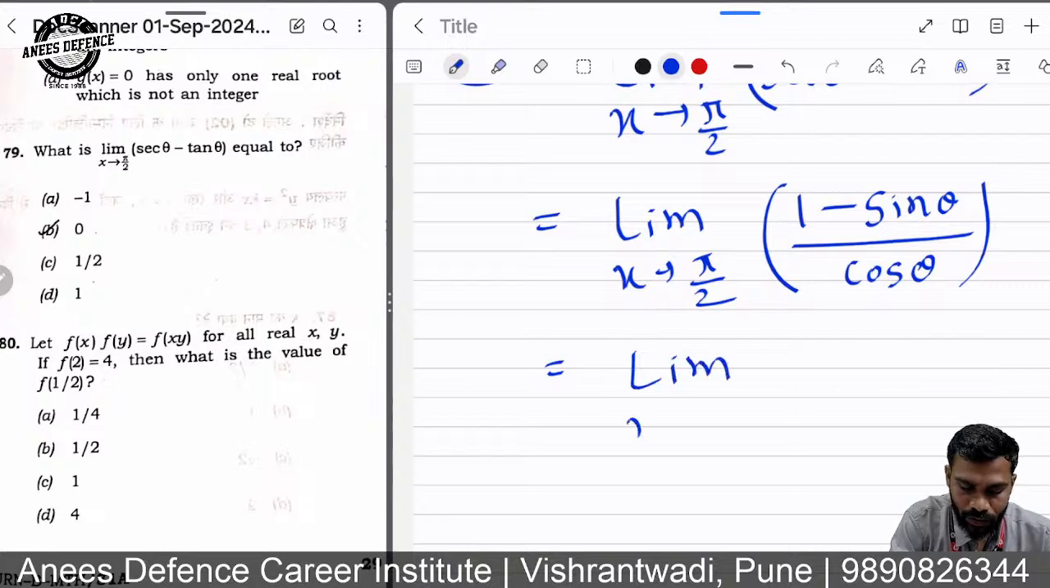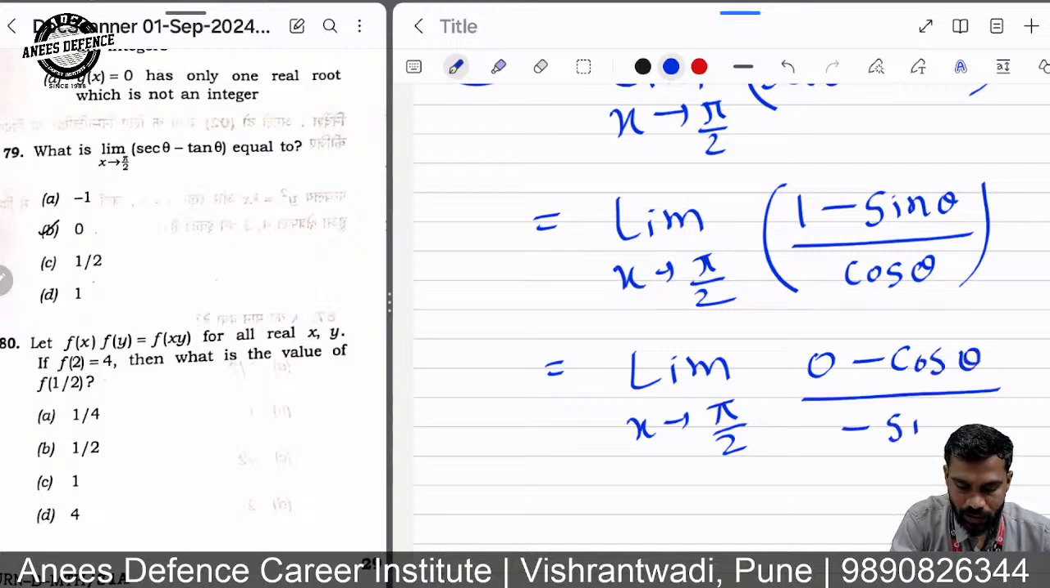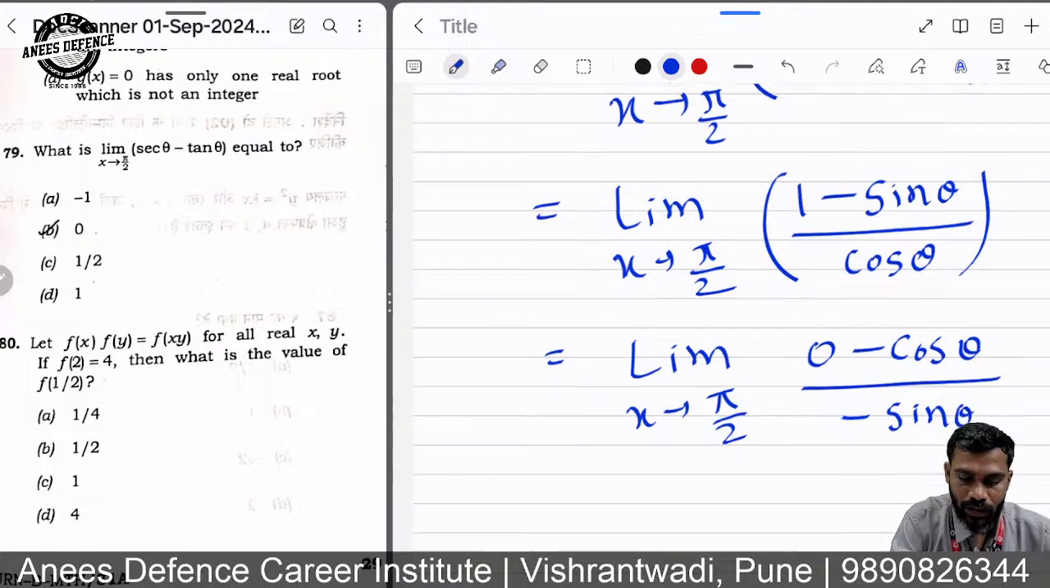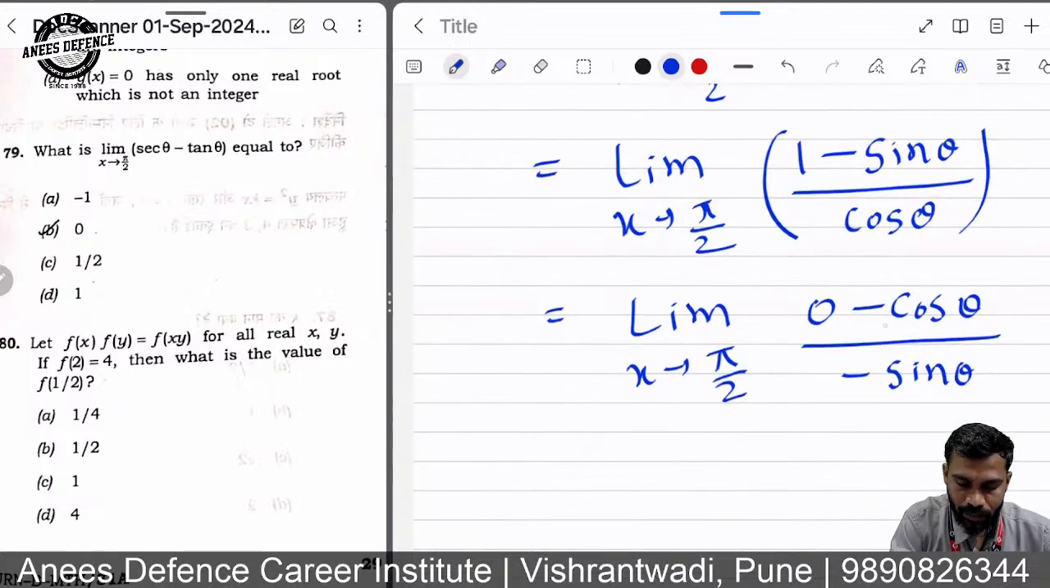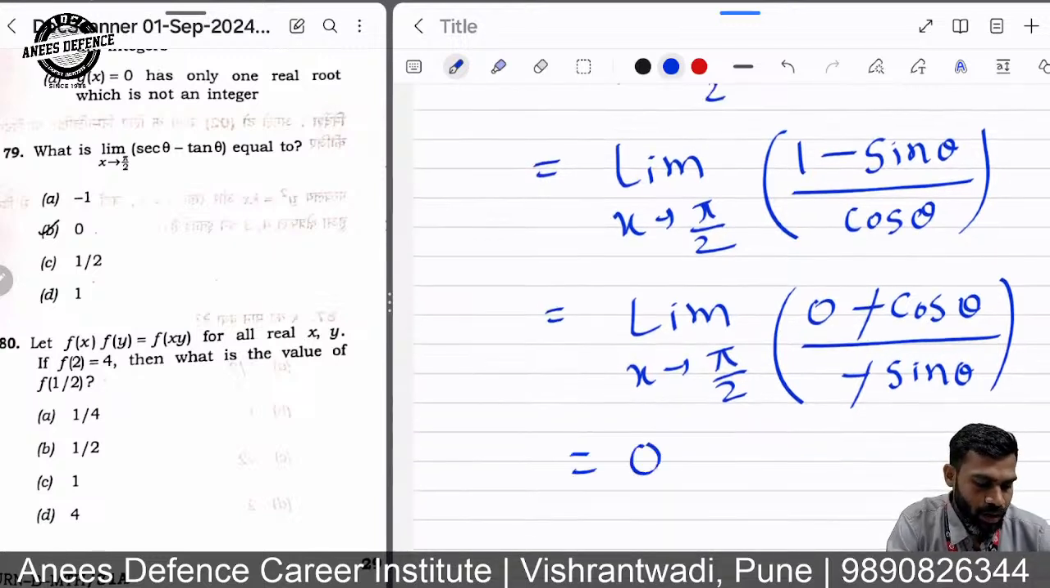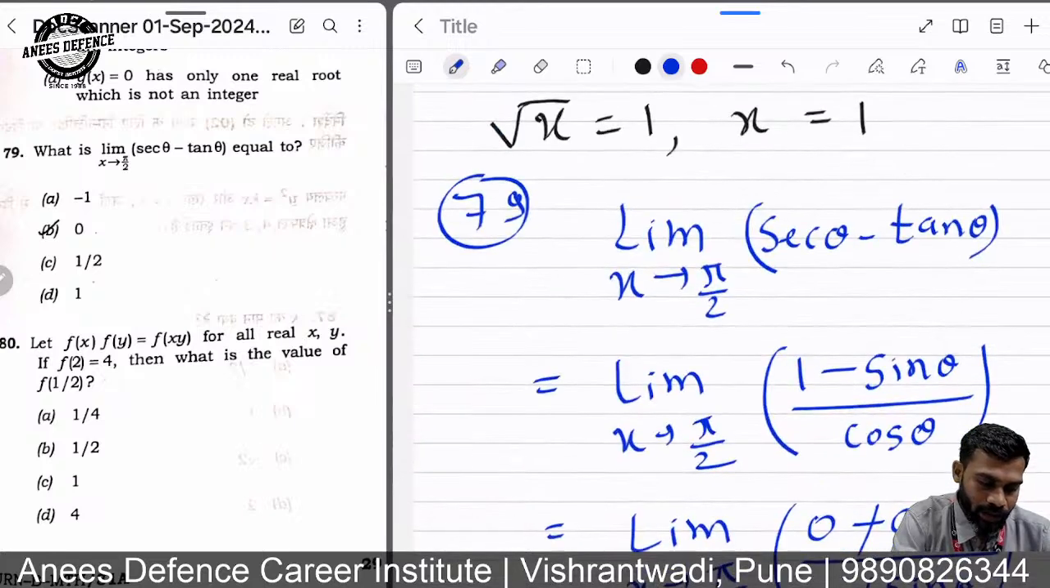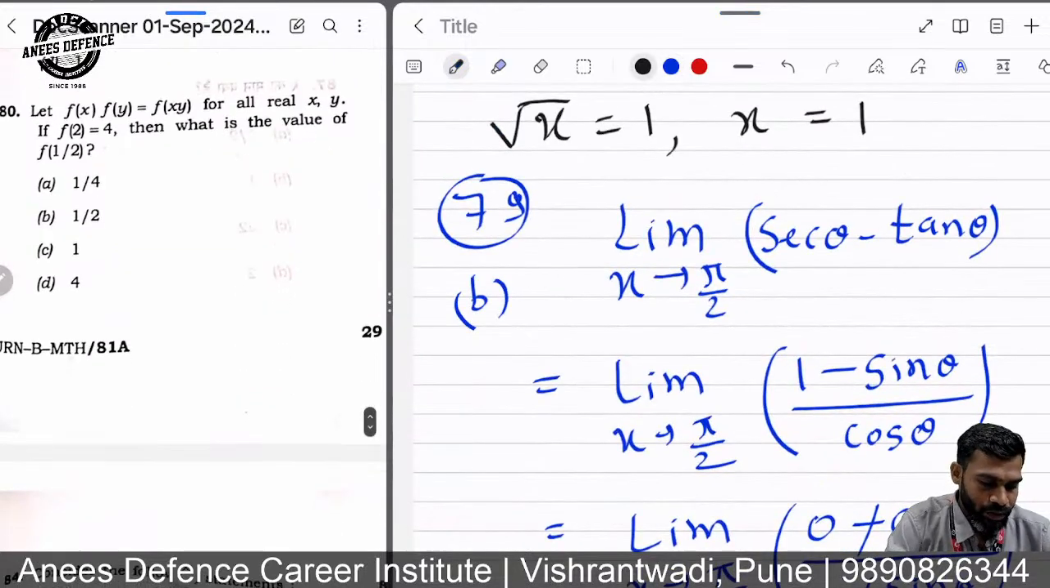So this will be equal to limit x tending towards pi by 2. Derivative of 1 is 0 and derivative of sin theta will be cos theta. So 0 minus cos theta over minus sin theta, right? So this will be cot theta, and cot pi by 2 is 0. So the answer will be 0. Question 79, B is the right answer. Let us move to the next question.